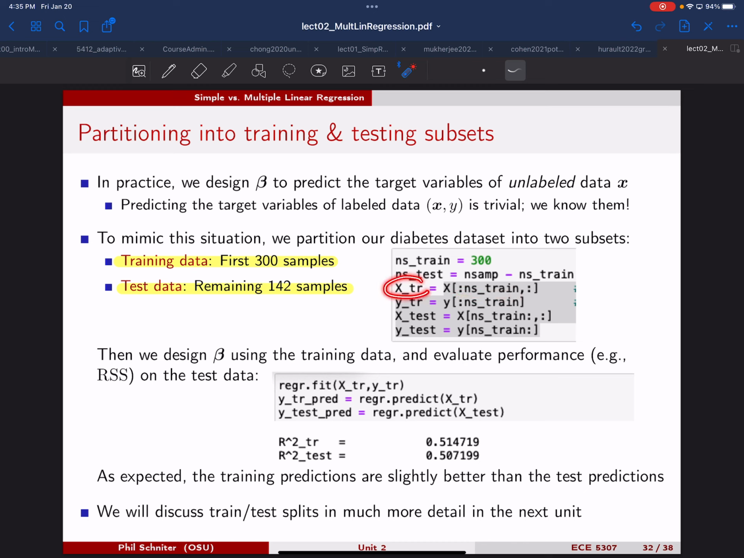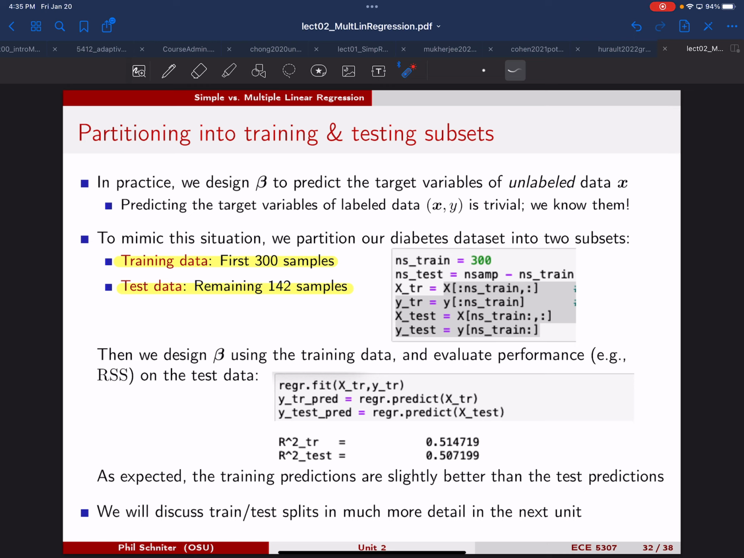So that's going to be our training X. Our training Y is also going to contain the first NSTrain rows of this Y column vector. And then X test is going to start at NSTrain and go to the end. That's what the colon with nothing after it means. And then this colon, just like in MATLAB, means use all the columns. Okay, so this is how we split into training and test quantities.